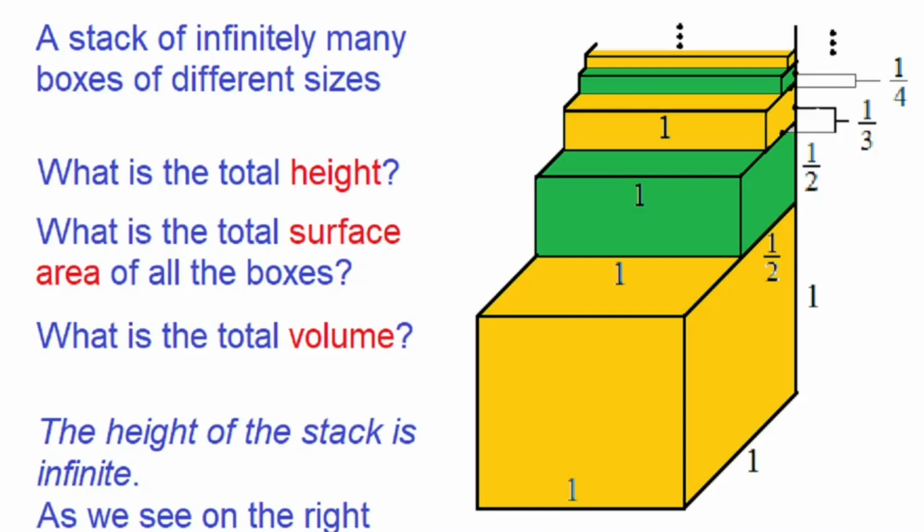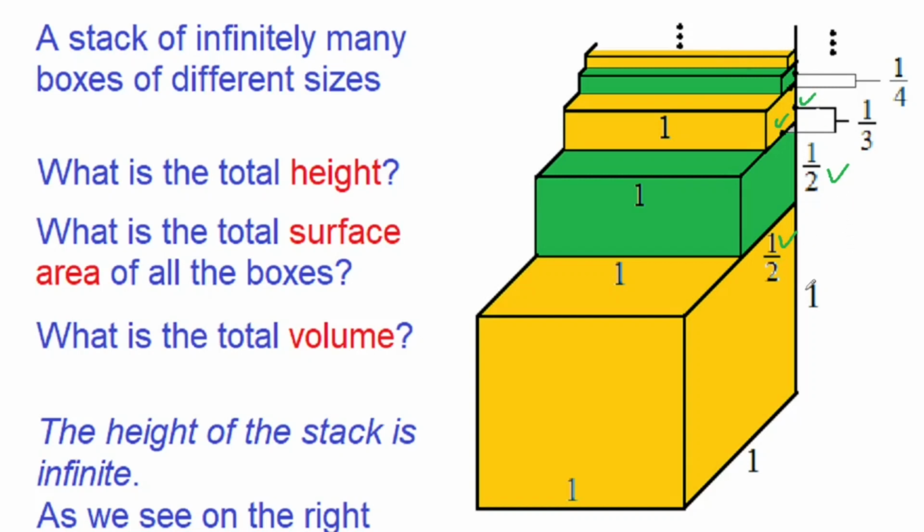Let's talk about our paradox now. What we have here is infinitely many boxes stacked on top of each other. They all have different sizes, as you see here. The bottom box, the largest one, has a width of 1 unit, a depth of 1 unit, and a height of 1 unit. The green box on top of that has dimensions 1, 1/2, and 1/2. The box on top of that has dimensions 1, 1/3, and 1/3. And the green box on top of that is 1, 1/4, 1/4. Then on top of that, 1, 1/5, 1/5, and so on.